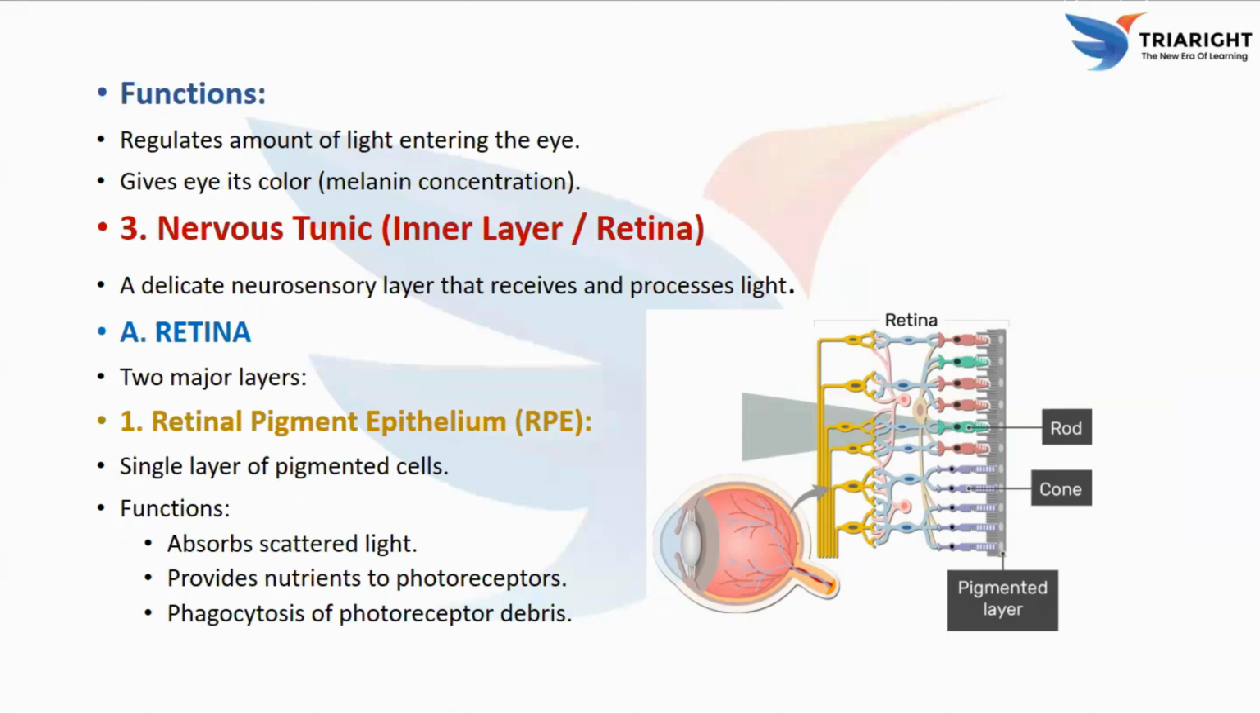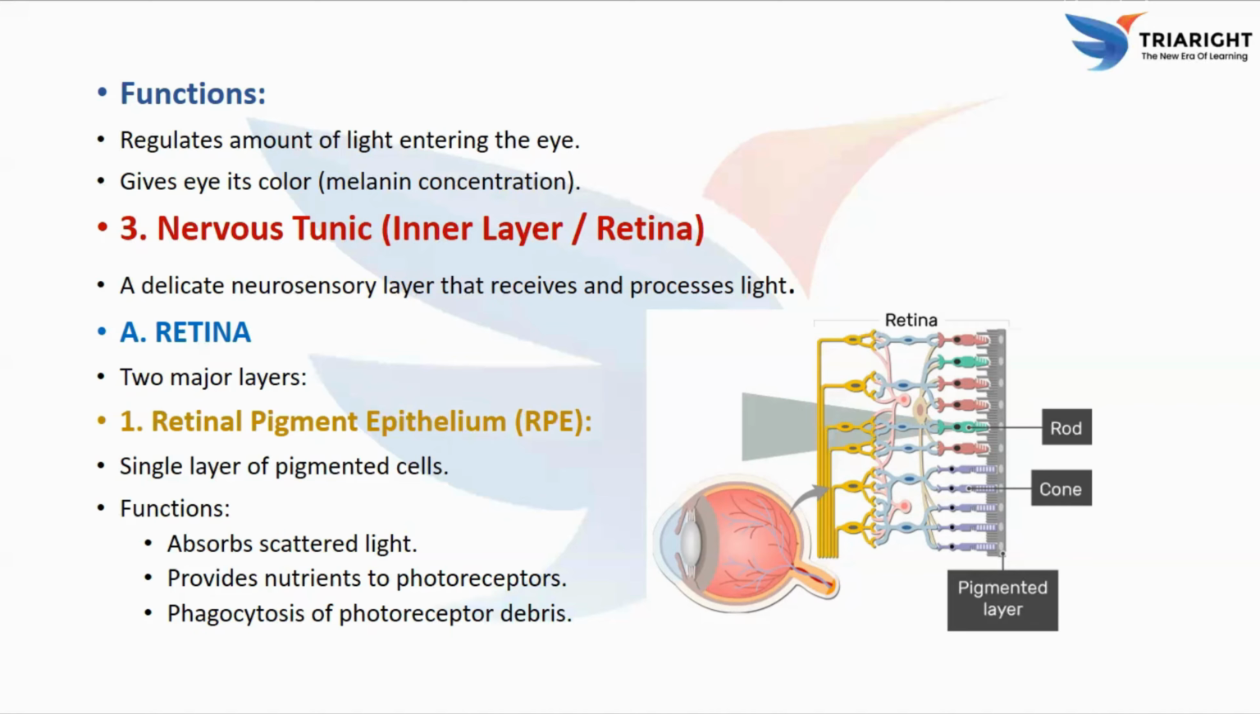The retina consists of two major layers: the retinal pigment epithelium, also known as RPE. This retinal pigment epithelium is the outermost layer of the retina, and it lies just above the choroid layer. It consists of a single layer of pigmented cells, also called melanin-containing cells. So why is melanin important here? Because melanin absorbs the scattered light, right? So it prevents the light from bouncing around inside the eye. This gives the eye clear and sharper vision.